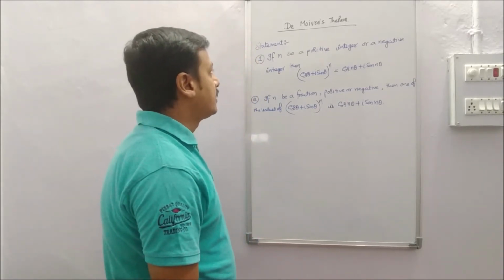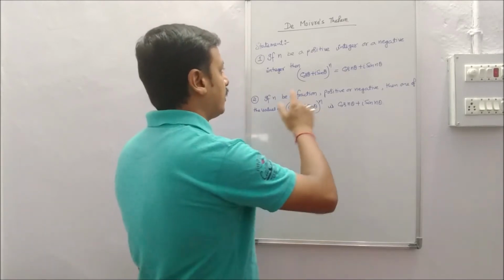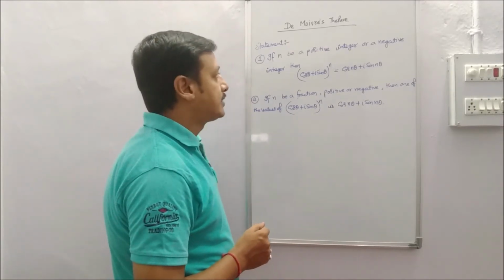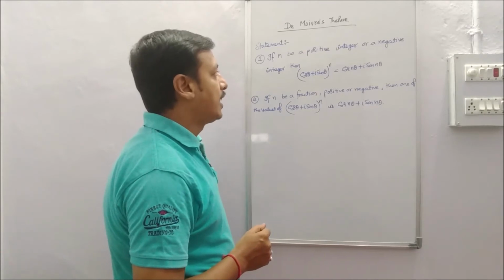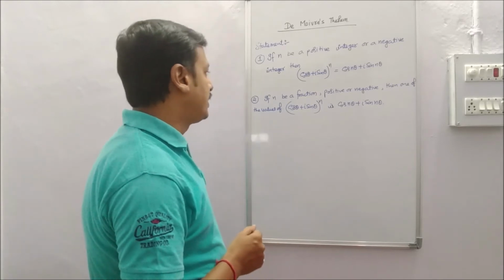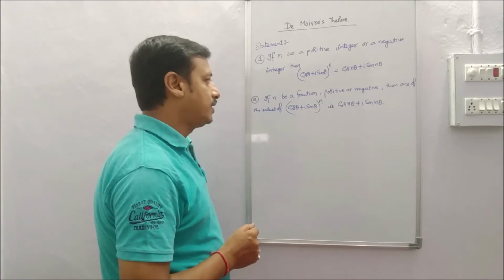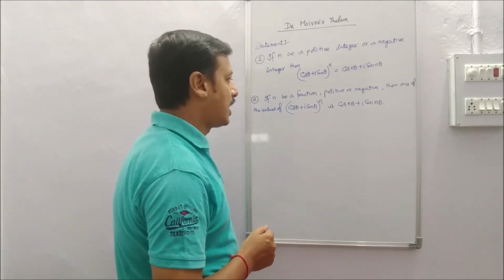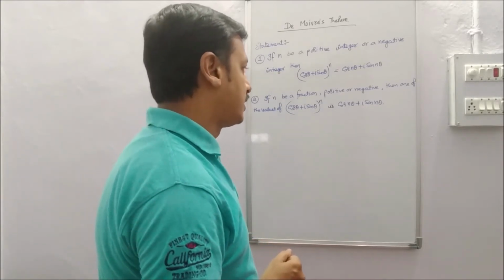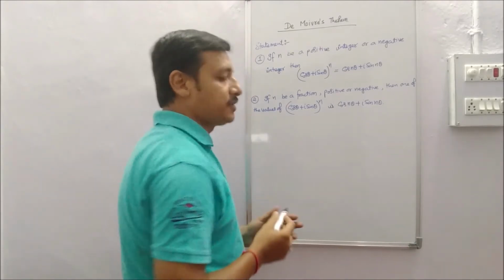So we will prove the first statement in cases. First we take n as a positive integer, in the second case we take n as a negative integer, and in the final third case we take n as a fraction which may be positive or negative, and we show that (cos theta plus i sin theta) to the power n is equal to cos n theta plus i sin n theta. So next is the proof of the first part.